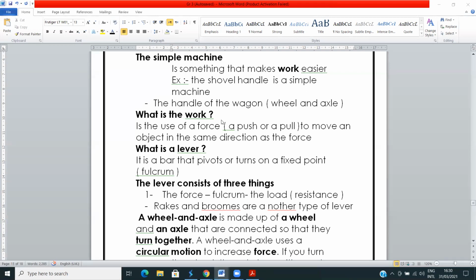Work is the use of a force, a push or a pull, to move an object in the same direction as the force.